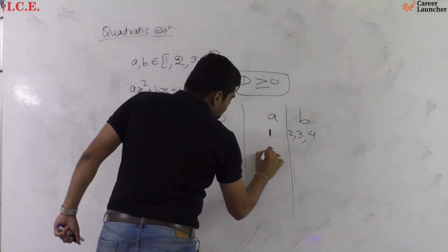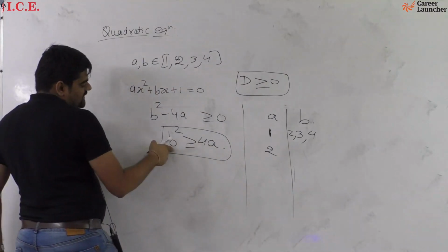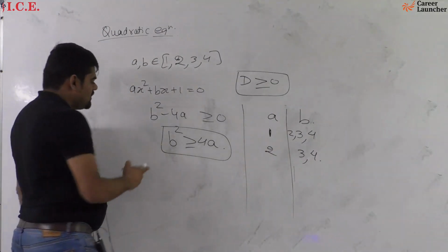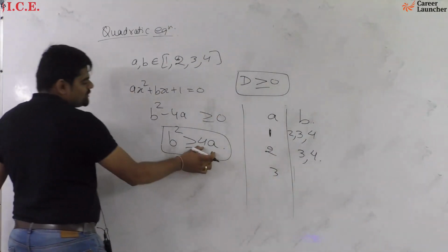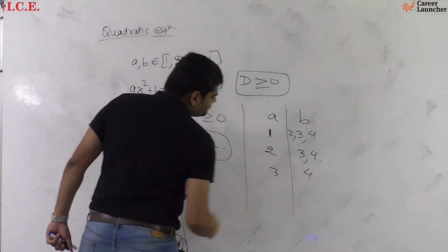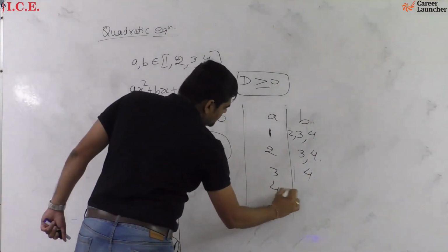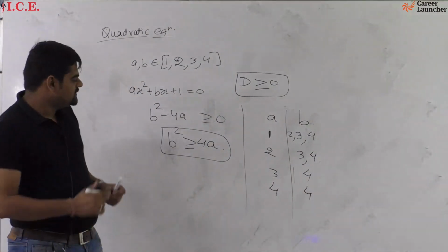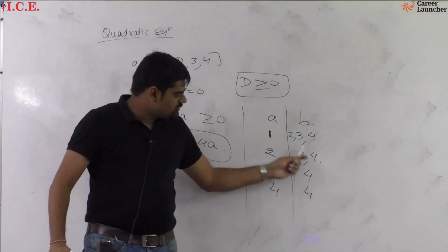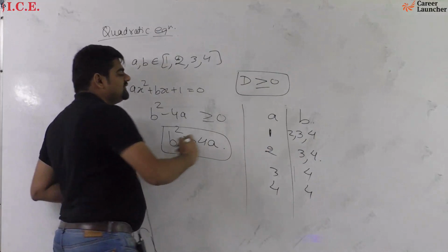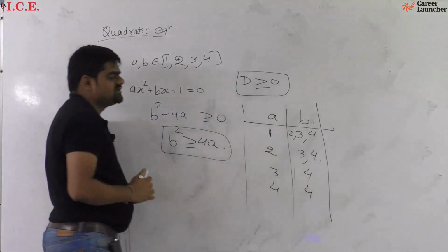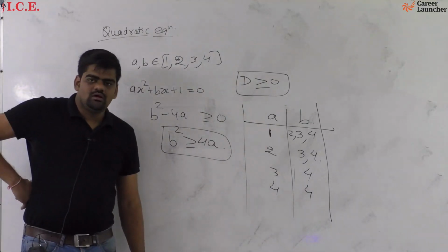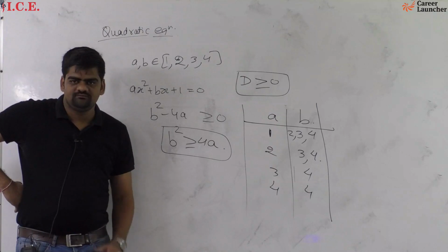If I take a equal to 2, this will become 8. So b can be either 3, since 9 is greater than 8, or 4, right? Or if I take a equal to 3, then it becomes 12. This can only take a value of 4. And if I take a equal to 4, b can be 4, because 16 is equal to 16. That is also a possibility, right? So how many solutions? 1, 2, 3, 4, 5, 6, and 7. And that is the answer, that you can have 7 such equations. Clear? Understood how you should have solved this question?